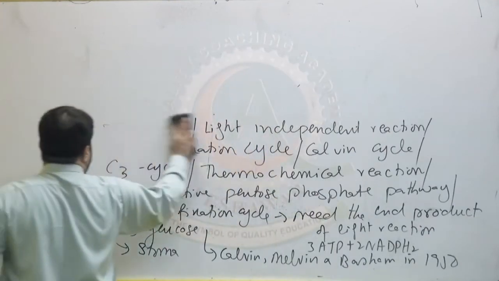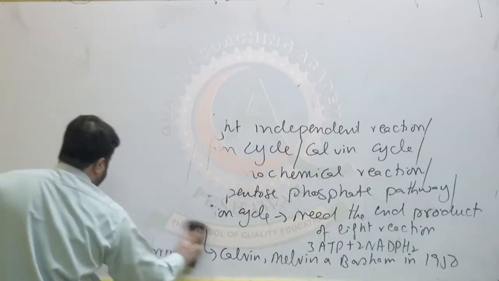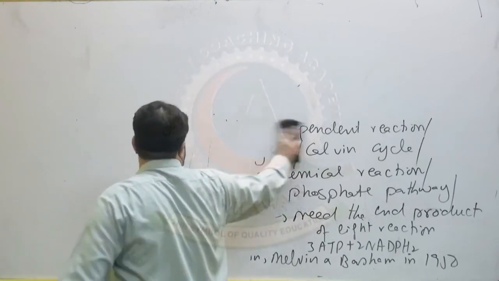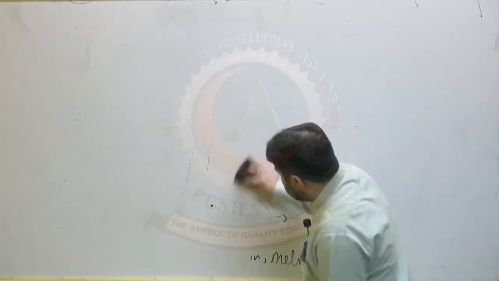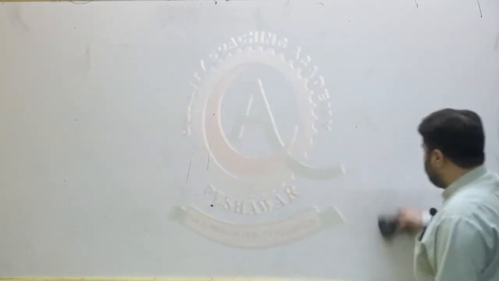What is a dark cycle? The dark cycle consists of 3 steps. In the first phase, carbon dioxide fixation occurs. In the second phase, NADPH2 reduction takes place. In the third phase, regeneration of RUBP takes place.